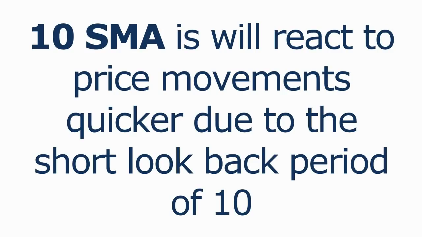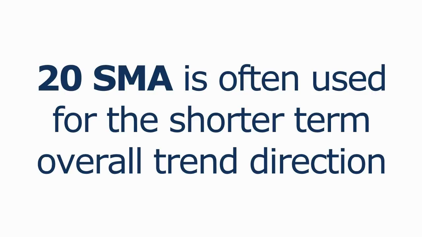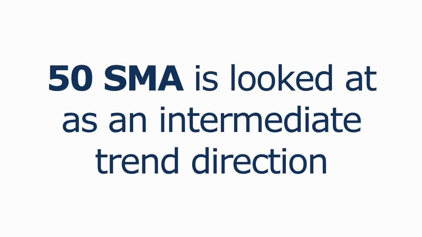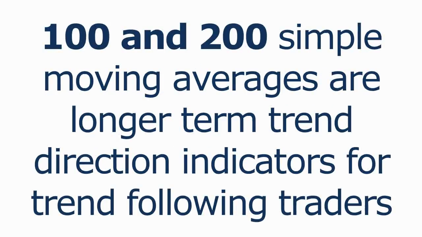The 10-day SMA is going to react to price movements quicker because of the shorter look back period of 10. And this may be of interest to shorter term swing traders or day traders. The 20 SMA is often used for shorter term overall trend direction. The 50 is an intermediate trend direction indicator, and 100 and 200 simple moving averages are longer term trend direction indicators.